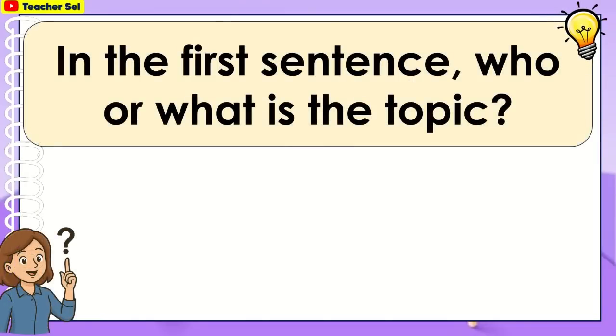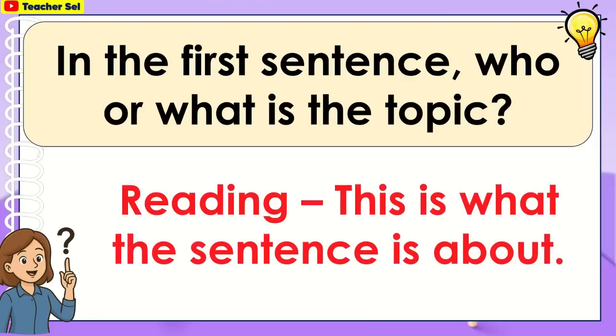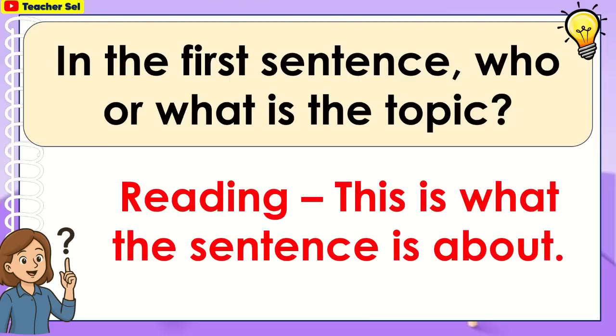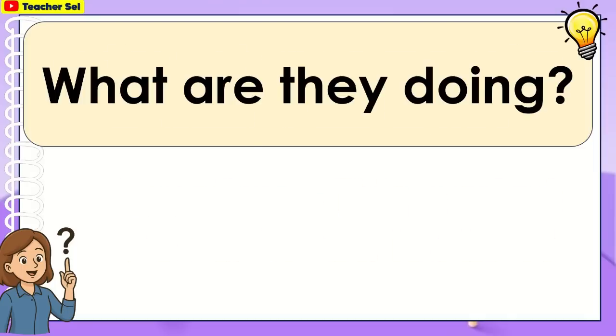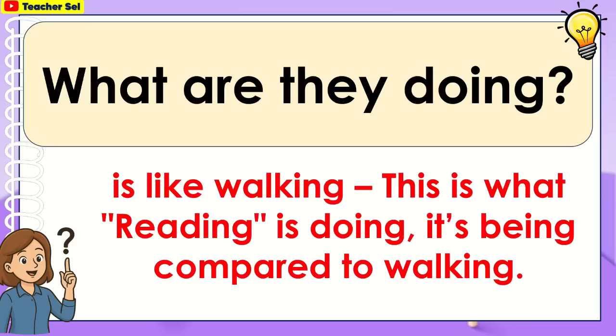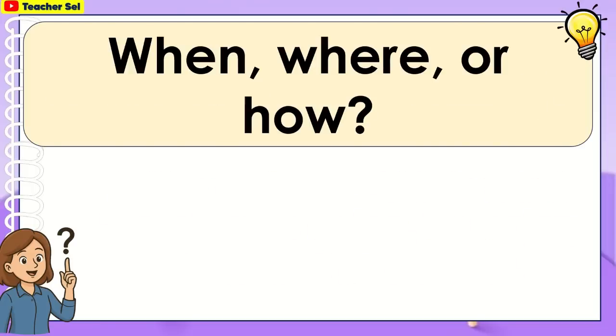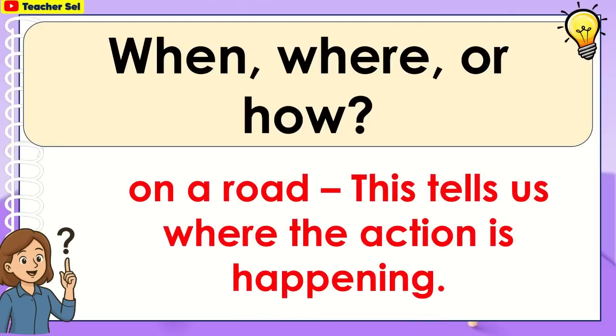In the first sentence, who or what is the topic? Reading. This is what the sentence is about. What are they doing? Is like walking. This is what reading is doing. It's being compared to walking. When, where, or how? On a road. This tells us where the action is happening.